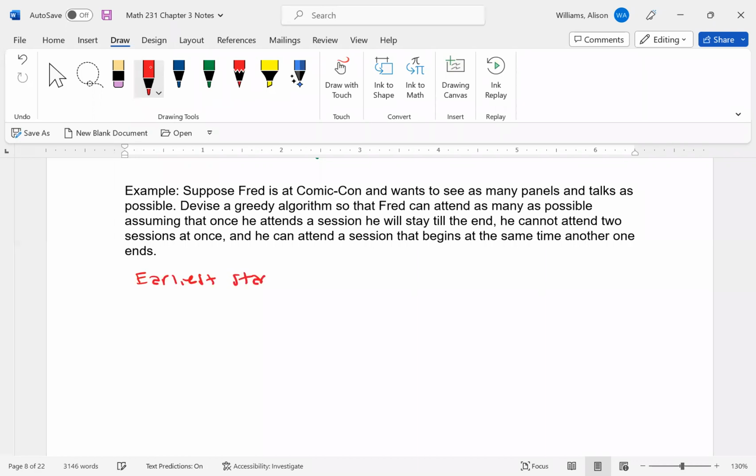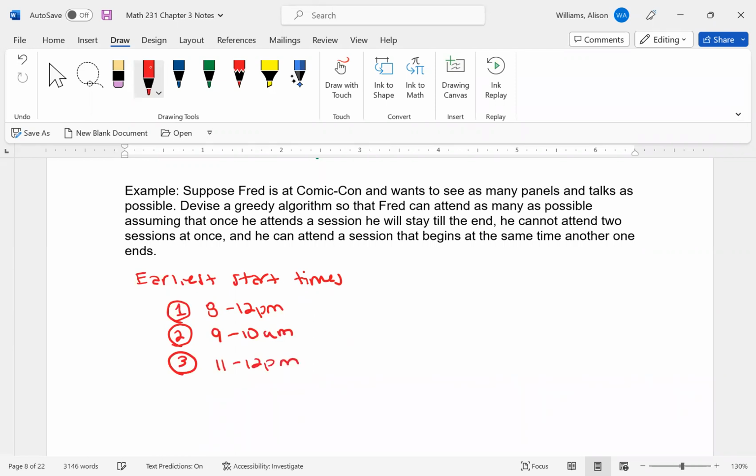And he picks by early start times. Okay. So let's test this out. This is how we test the algorithm. We're going to see if we can come up with an example that doesn't work. All right. So let's say we have a talk that goes, the first talk goes from 8 to noon. All right. And then a second talk that goes from 9 to 10. And then a third talk that goes from 11 to 12.